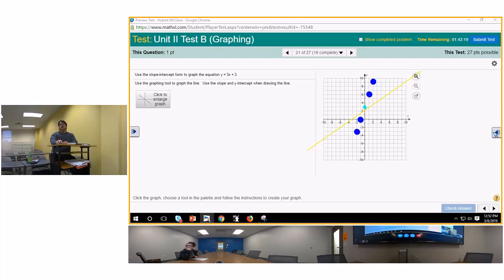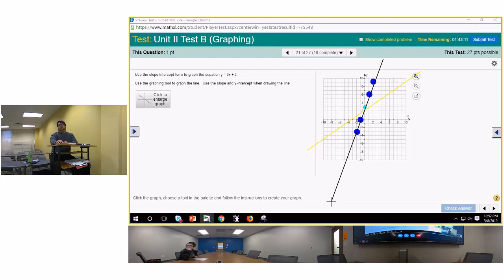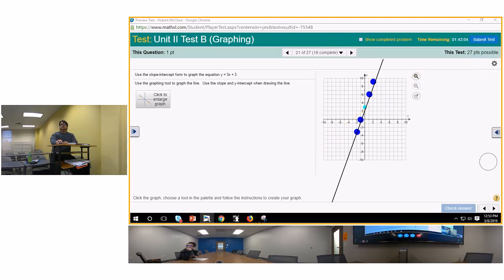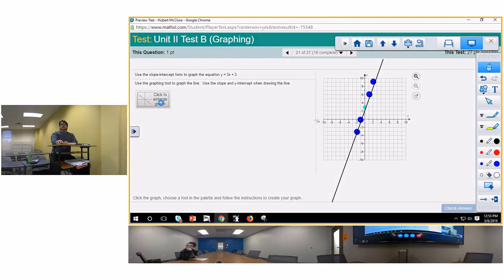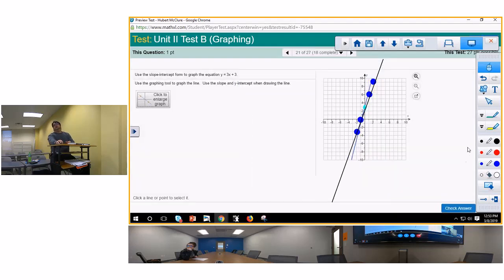There it is. Take your handy dandy straight line maker. You get the point. And erase your line. To plot it, 0, 3. And then go down 3. 1, 2, 3, and over 1. There it is. Mine's a little bit off.